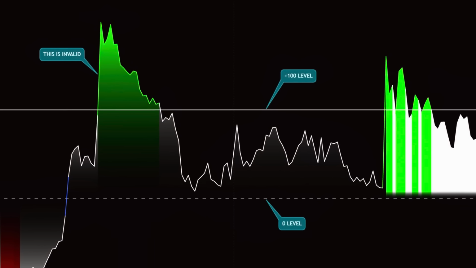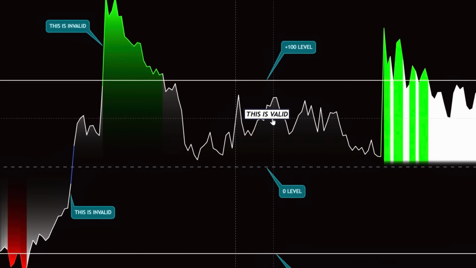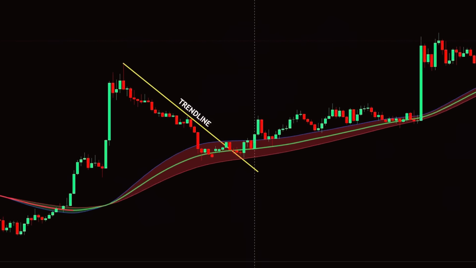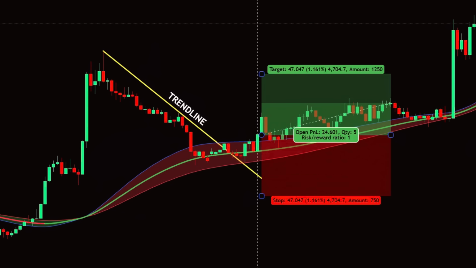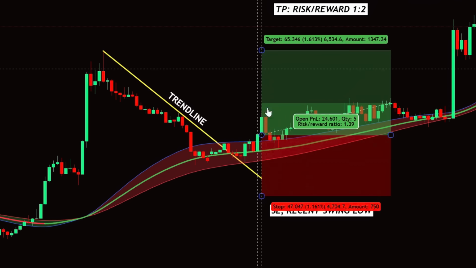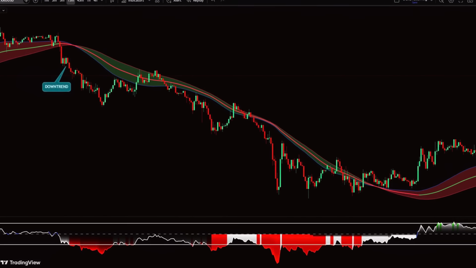Once every condition lines up, I enter on the breakout candle. The stop goes below the most recent swing low and the take profit is fixed at a 1-to-2 risk reward ratio. Simple, consistent, no guessing once the trade is active. The sell setup is simply the mirror image, and that's the complete strategy.